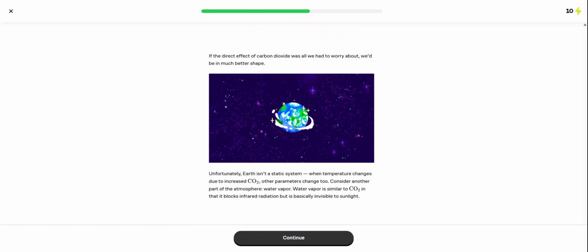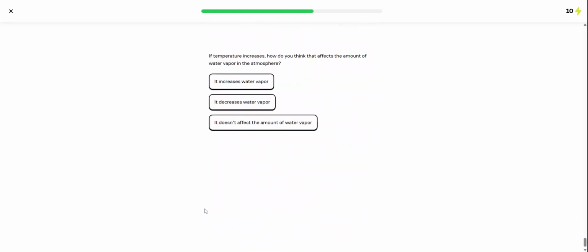Similarly, not visible by the naked eye, as I described previously. Continue. Now, if temperature increases, how do you think that affects the amount of water vapor in the atmosphere? I say vapor might increase, but probably I'll choose this: doesn't affect the amount of water vapor.